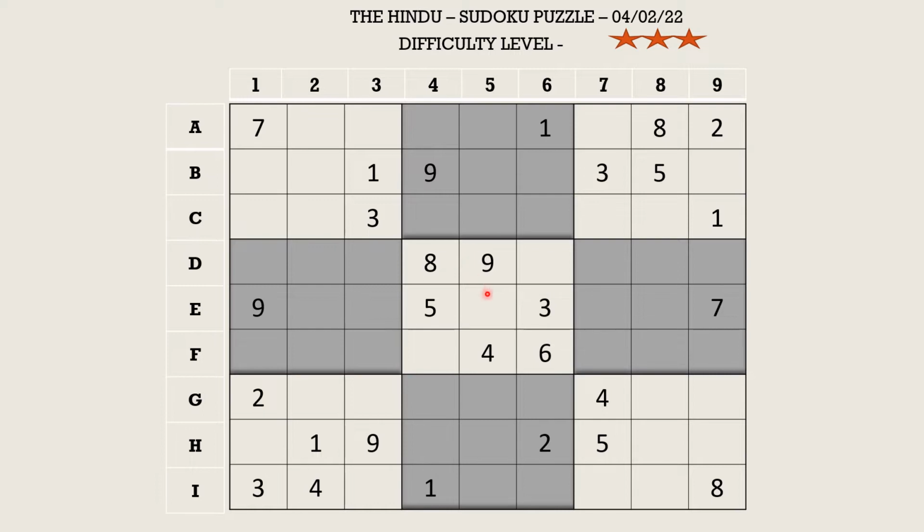Let's start with the central block. There are 3 numbers missing: 2, 1 and 7. There is a 1 in column 6 and a 1 in column 4 which are blocking these 2 cells. So E5 takes 1. There is a 2 blocking this cell, so F4 takes 2 and D6 takes 7.